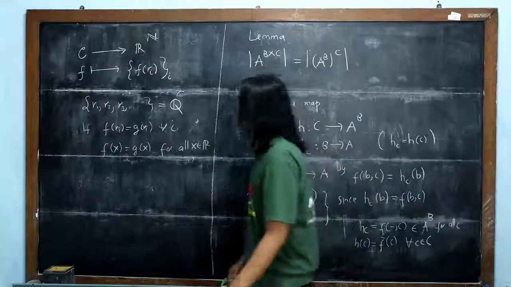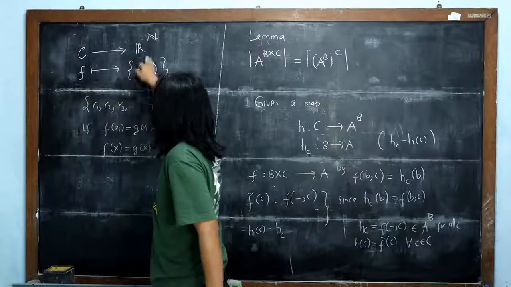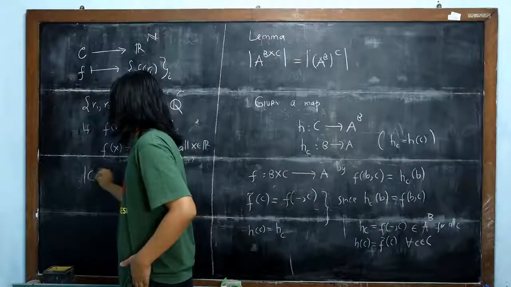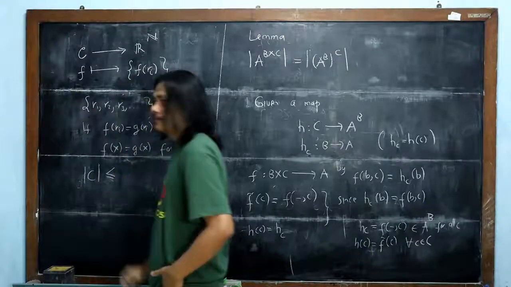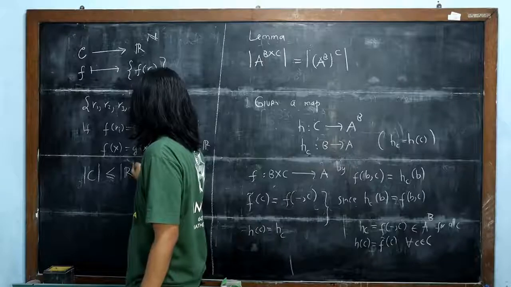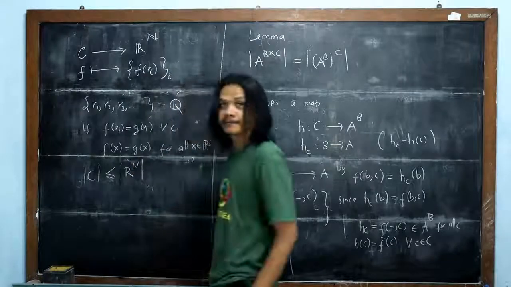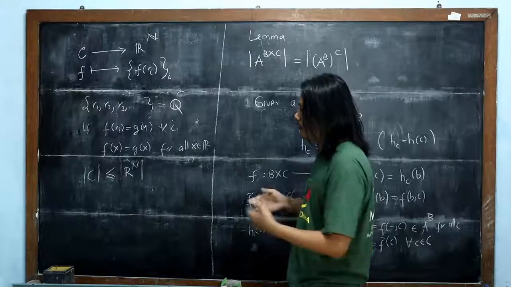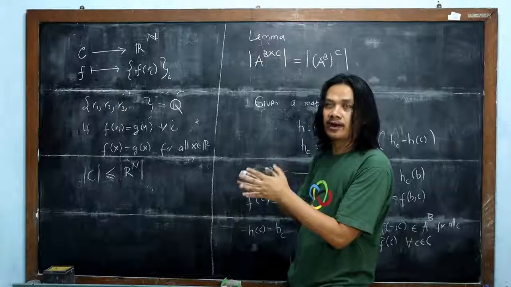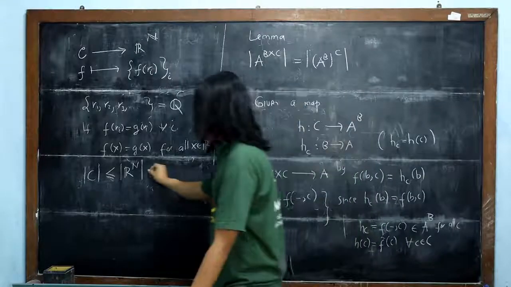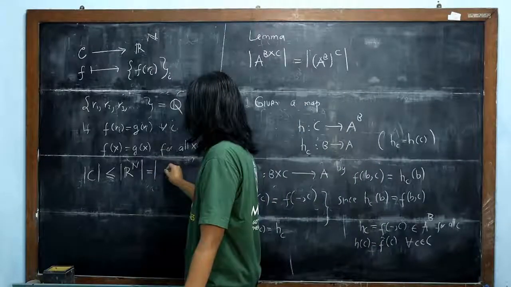Okay? So then this map is an injection, which tells us that the cardinality of C is less than or equal to the cardinality of N. Right? Now, we will use the fact that the cardinality of R is the same as the cardinality of 2 to the N. So this is exactly the same as.